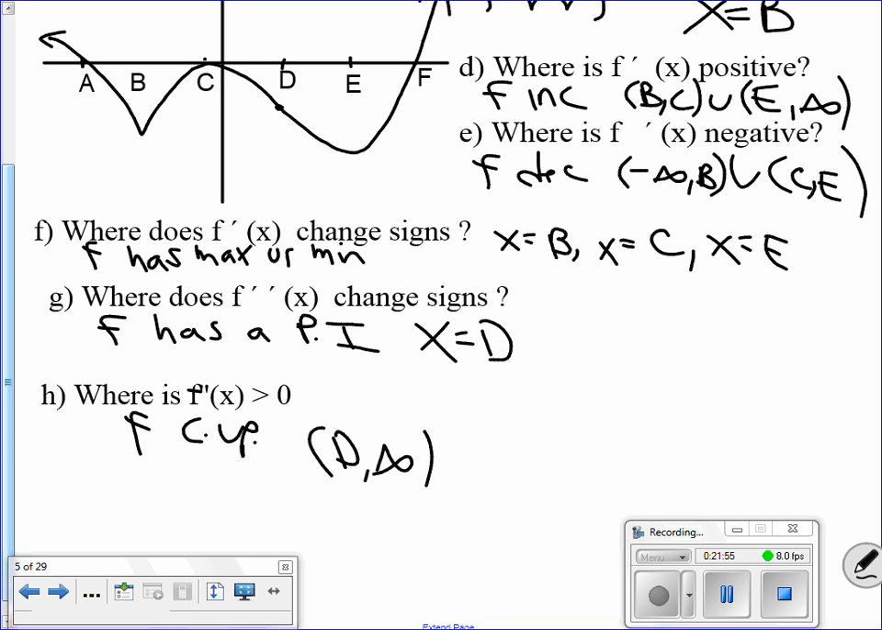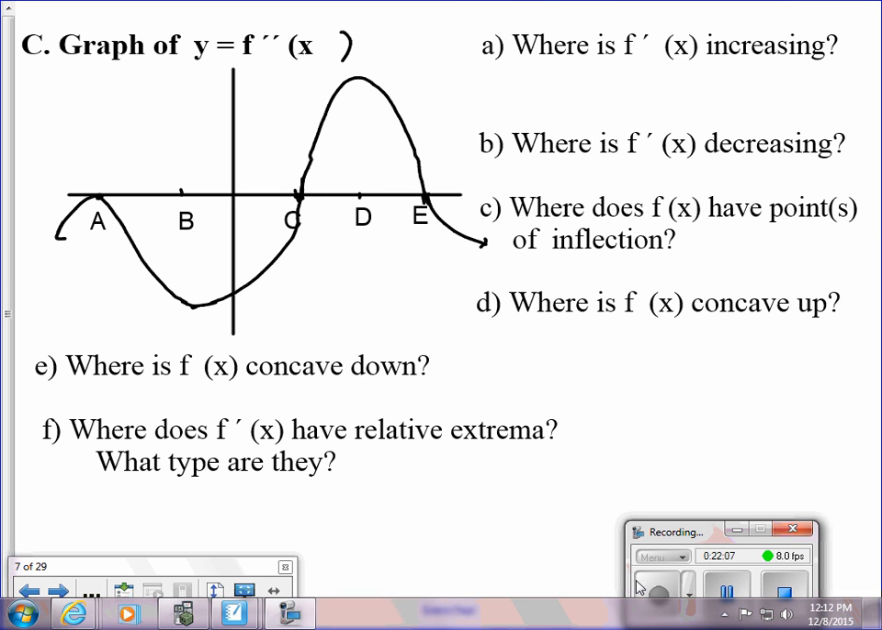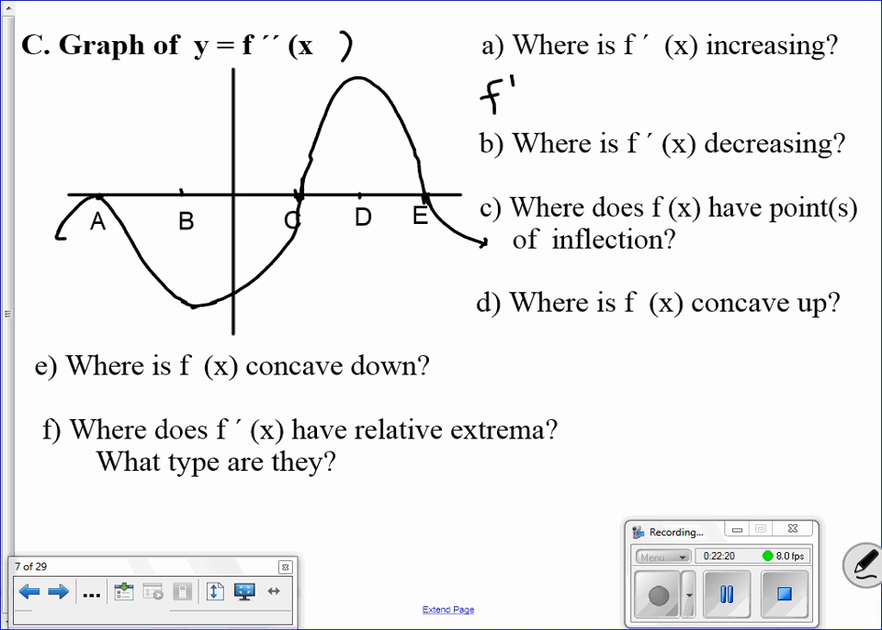Now we have one more, but I'm going to give you like 5 minutes. Try it. You can check with people around you, but try it first. Oh no, we're not pausing. We're going. Now we're looking at a graph for the second derivative, and they want to know where the first derivative is increasing. Where the second derivative is positive. So now you know to look at the graph, and your answer is C to E.